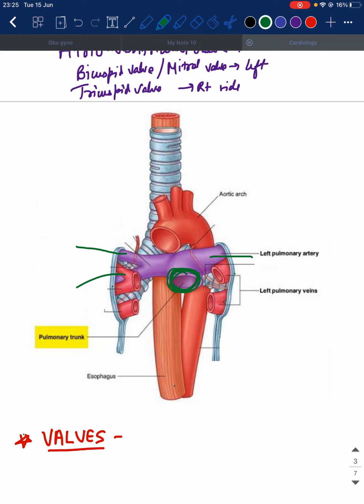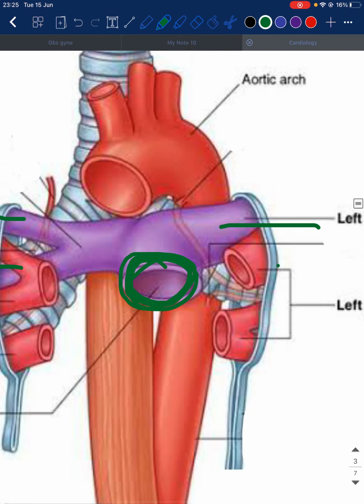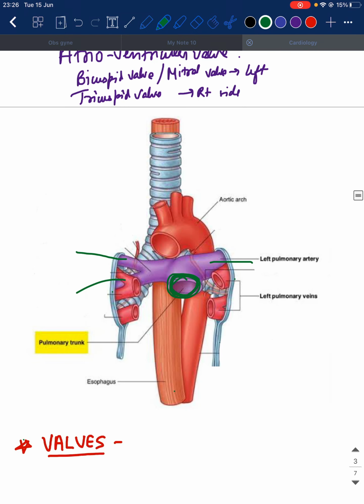You can ask a question: usually you must be knowing that an artery carries oxygenated blood and a vein carries deoxygenated blood, but here the right ventricle is connecting to the pulmonary artery, so it should be deoxygenated blood. So what is the confusion?